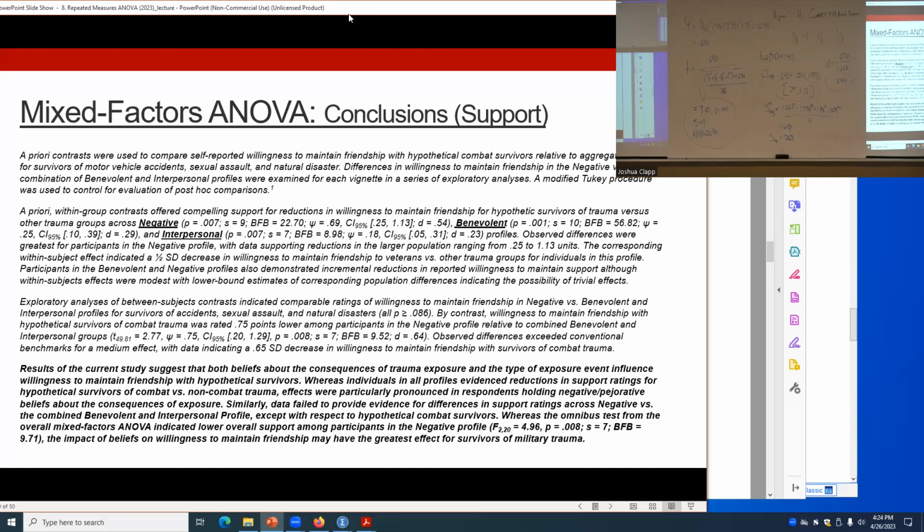Okay. So then we say exploratory analysis of between-subject contrasts indicated comparable ratings of willingness to maintain friendship for negative versus benevolent interpersonal profiles, for accident, sexual assault, and natural disaster survivors. And this is just p-values for the overall ANOVA. It looks pretty similar. We don't have clear evidence of differences.